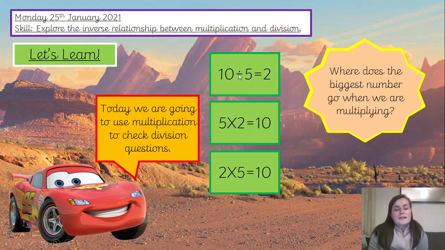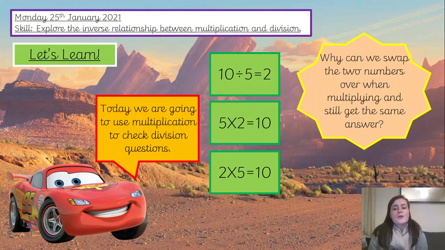But where does the biggest number go when we're multiplying? Hopefully you said it goes at the end of our number sentences. So when we are dividing, the biggest number goes at the beginning, and when we are multiplying, the biggest number goes at the end. So well done if you said that. So why can we swap the 2 numbers over when multiplying and still get the same answer? Can anyone remember what that is called?